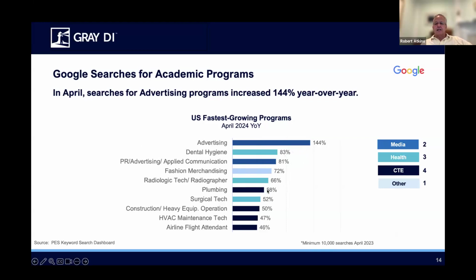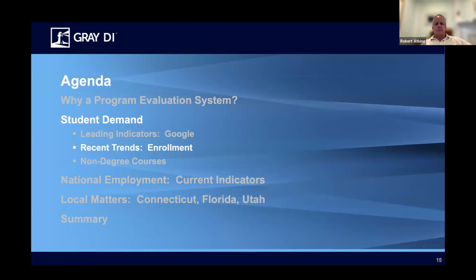Then CTE actually had the largest, that's career and technical education, had the largest number of programs make the top 10, with plumbing up 58%, construction heavy equipment operators up 50%, HVAC maintenance techs up 47%, and airline flight attendants up 46%. And then we had our random entry of fashion merchandising up 72%. And we'll come back to that program a little bit later on in the presentation to see what fashion merchandising majors actually do in their careers.